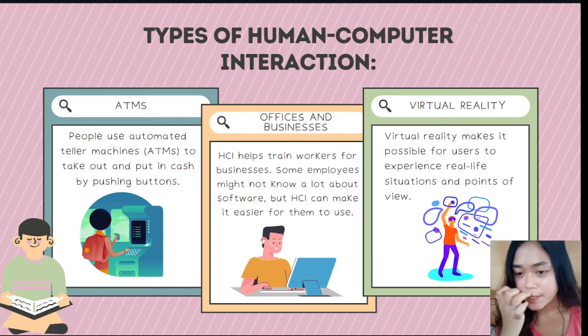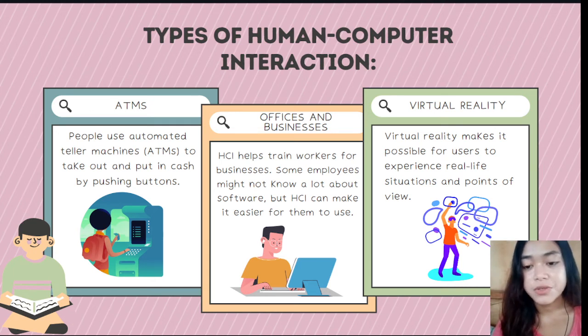So, offices and businesses. HCI helps train workers for businesses. Some employees might not know a lot about software, but HCI can make it easier for them to use. So companies don't have to spend a lot of time and money training new employees. If the systems are easy to use and require little training, then it is also easy for the company to train their new employees.